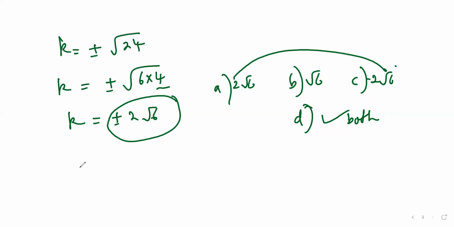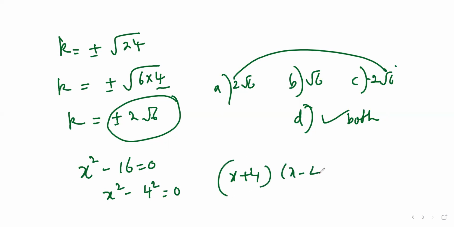If you have a binomial x square minus 16 is equal to 0, then it's simple. You just have to write it as x square minus 4 square is 0, (x plus 4) into (x minus 4), and then the roots will be what? x is equal to plus or minus 4.